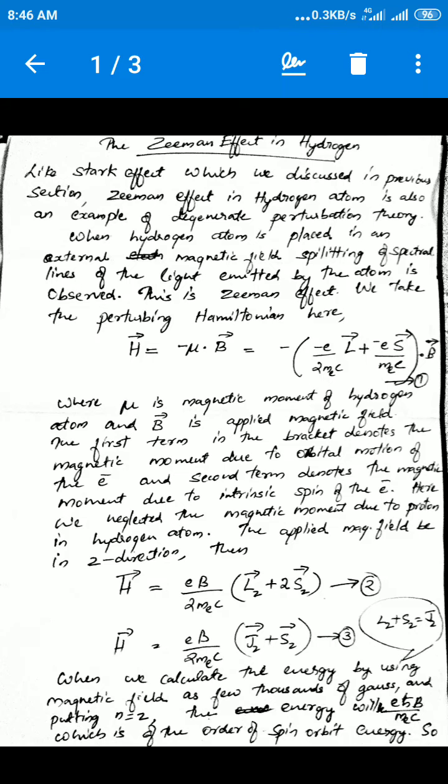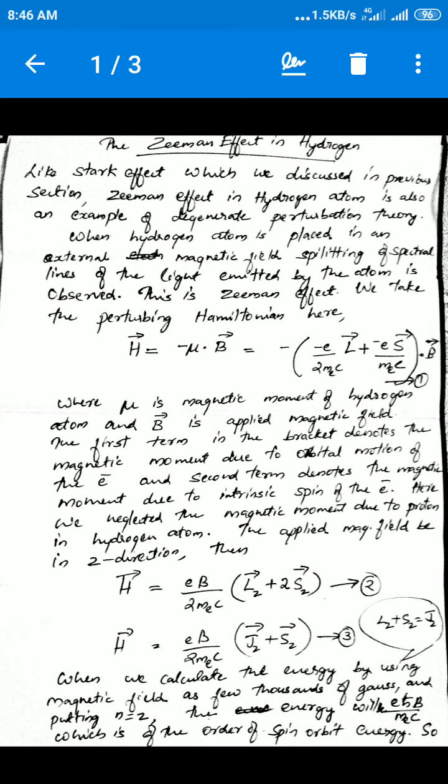Let us start today's class. It is the last class of time independent perturbation theory for the degenerate case. This is another example for the time independent perturbation theory on degenerate cases.